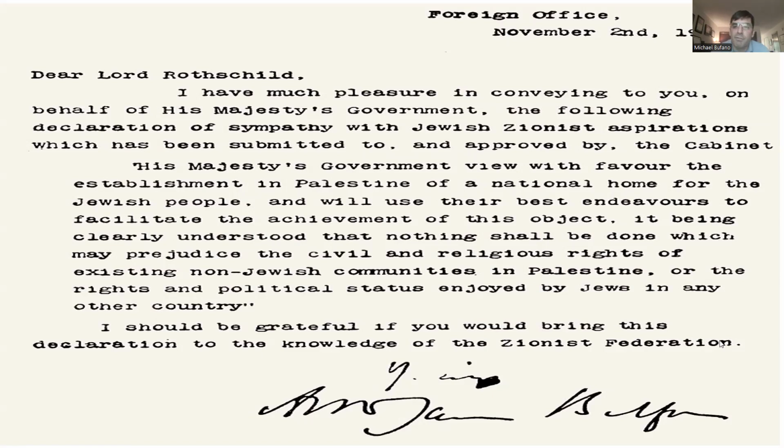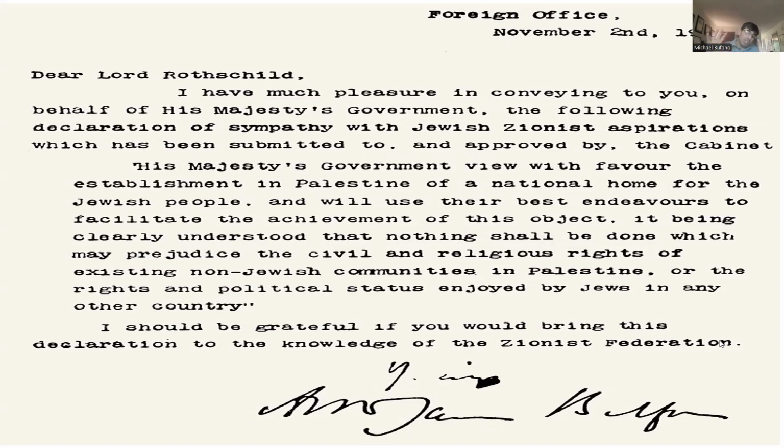His Majesty's government view with favor the establishment in Palestine of a national home for the Jewish people, and will use their best endeavors to facilitate the achievement of this objective, it being clearly understood that nothing shall be done which may prejudice the civil and religious rights of existing non-Jewish communities in Palestine, or the rights and political status enjoyed by Jews in any other country."